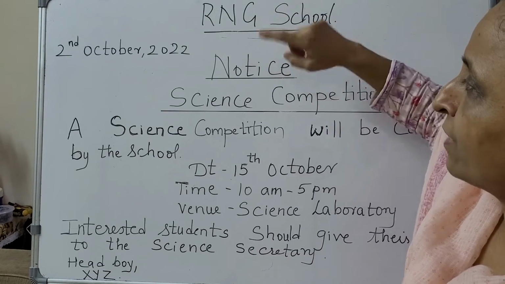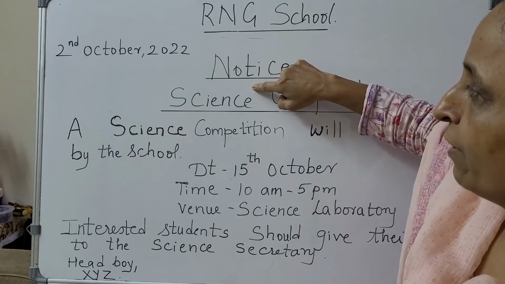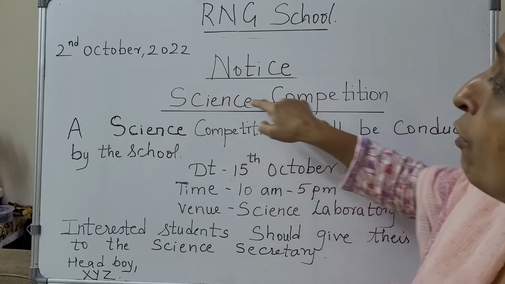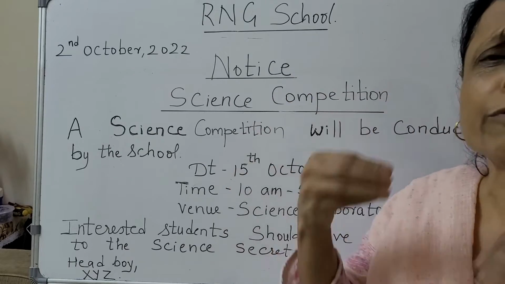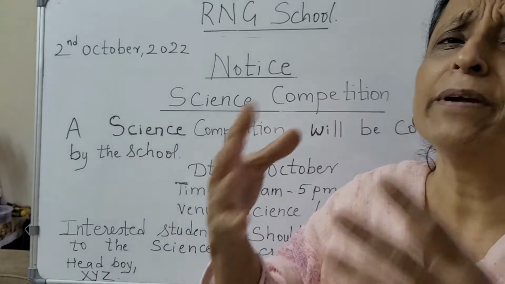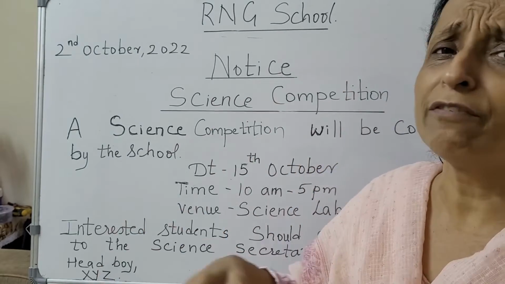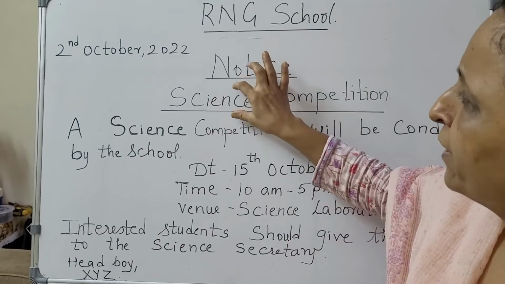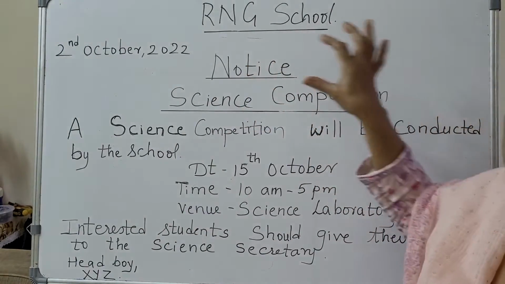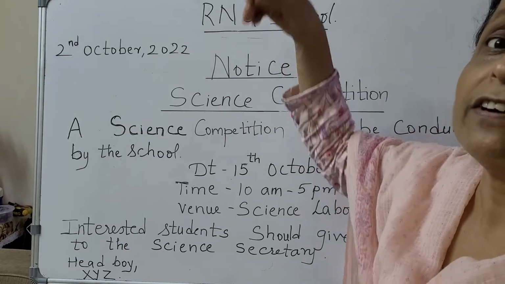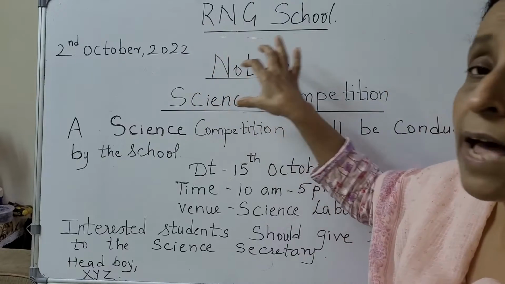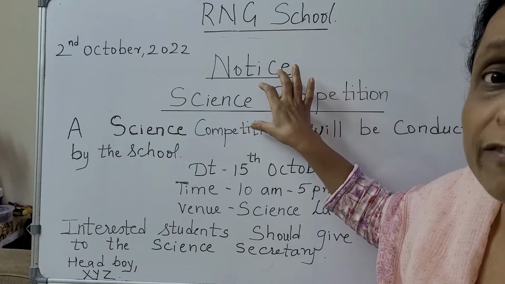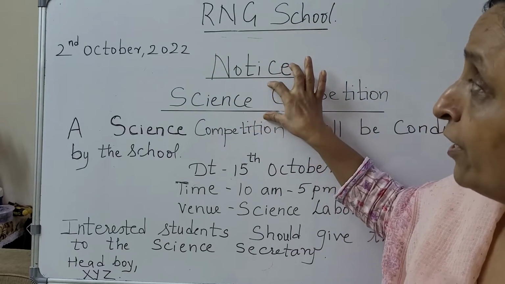You leave 3 lines and write notice, and leave 1 line, write whatever the competition is about, whether it's a science competition, whether it's singing competition, candle making competition or a sports event, whatever. You write the name of the competition or the name of the theme, whatever is given in your question. So you have to write what is happening because you're giving the notice of whatever is happening. That has to be written here.